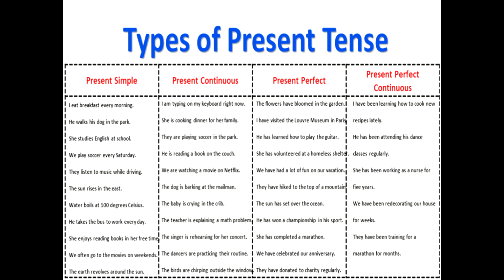Now let us see present perfect tense. The flowers have bloomed in the garden.